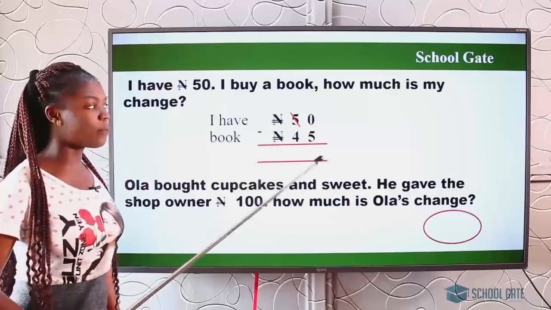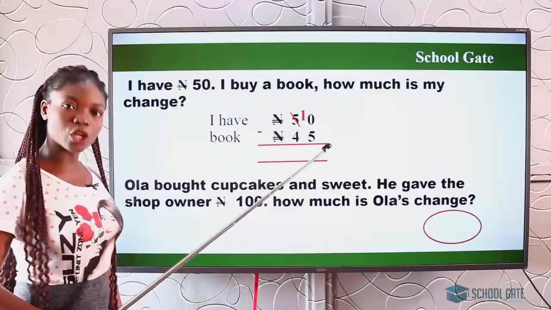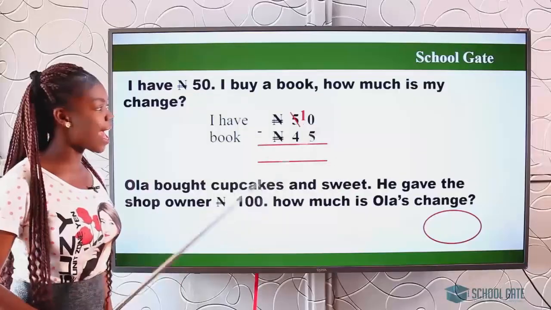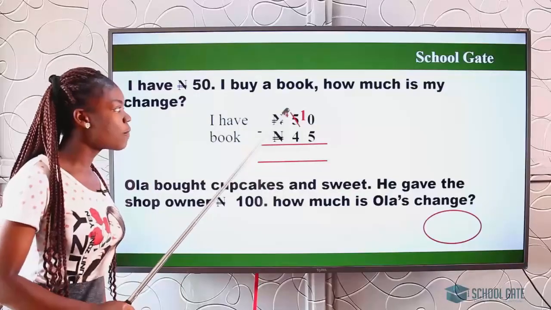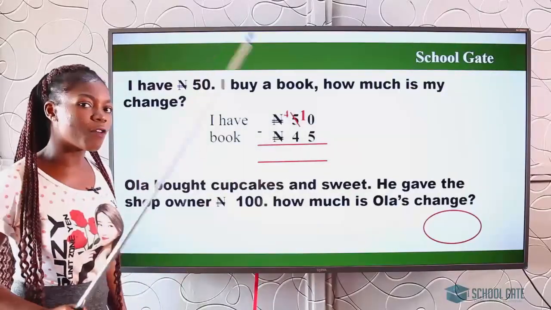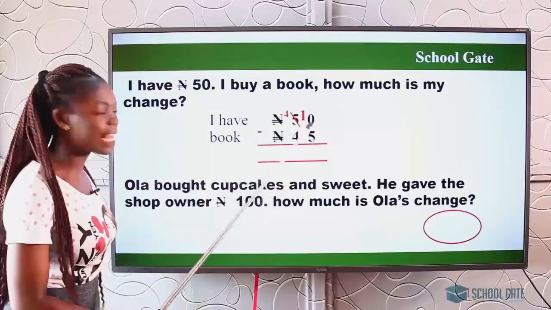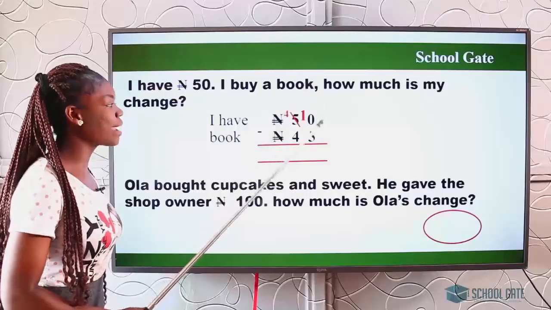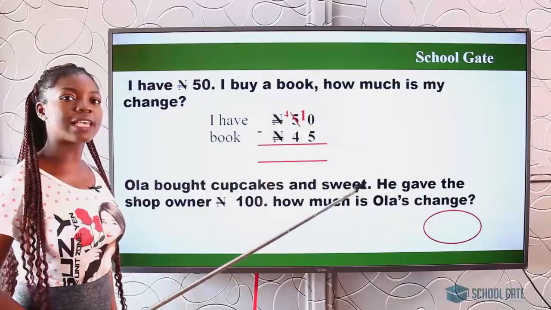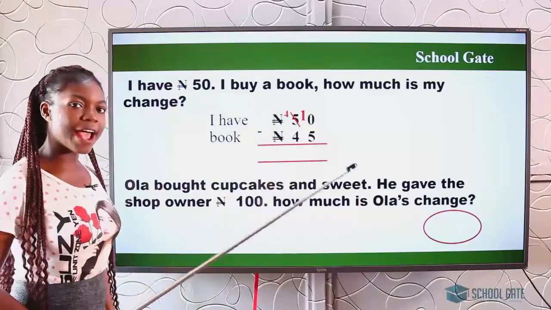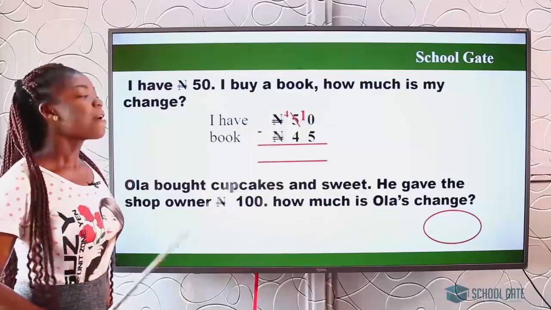Then when we borrow from 5, we put the 1 close to the 0, okay? And then 5 changes to what? 4. You will remove 1 from 5. It will now be 4, okay? So you have 10 here. So 10 minus 5. So count your 10. Remove 5. What do you have left?